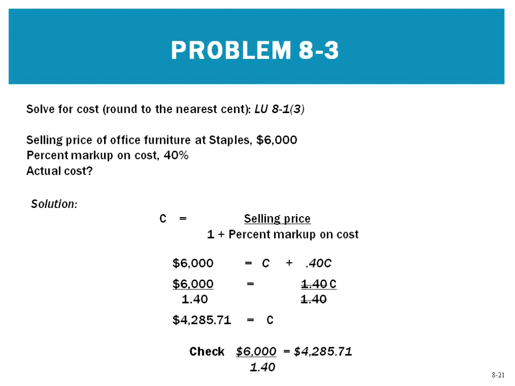So now we want the numbers on the one side and the letters on the other side. How do we do that? Well, we've already combined like terms. There's no more adding and subtracting. Now we just have to do multiplying and dividing. 1.4C is 1.4 times C. So we divide it by 1.4 on this side, divided by 1.4 on this side, and we know our cost is equal to $4,285.71. So it cost us $4,285. We added 40% to that, and then we sold it for $6,000.